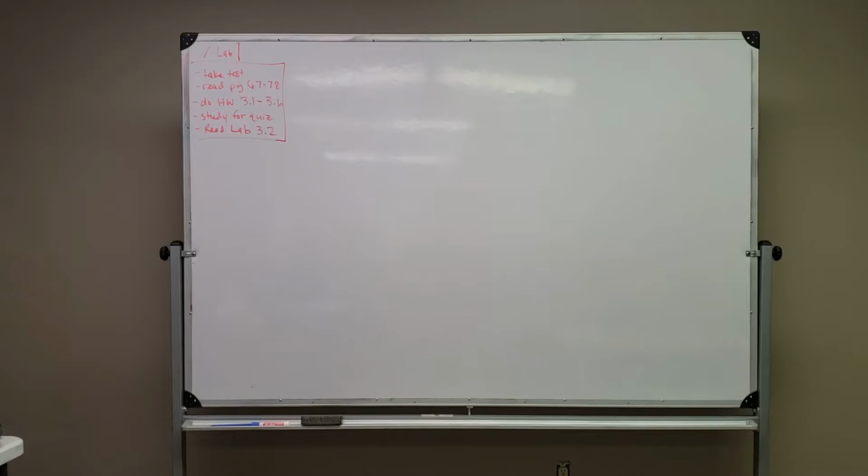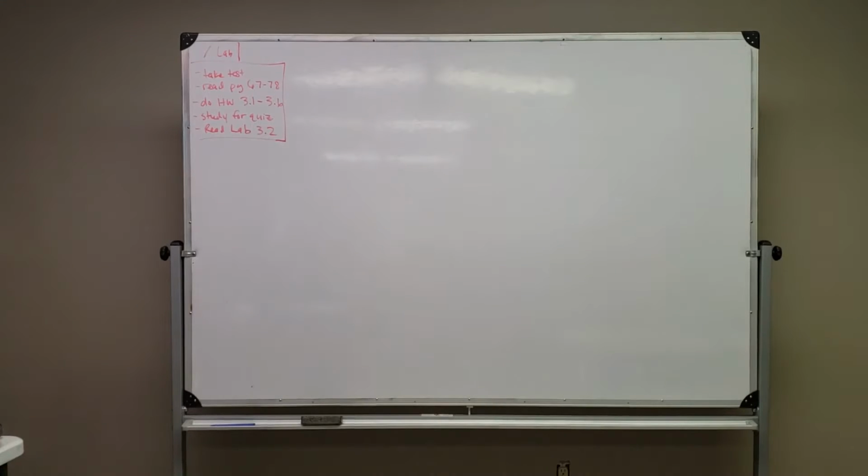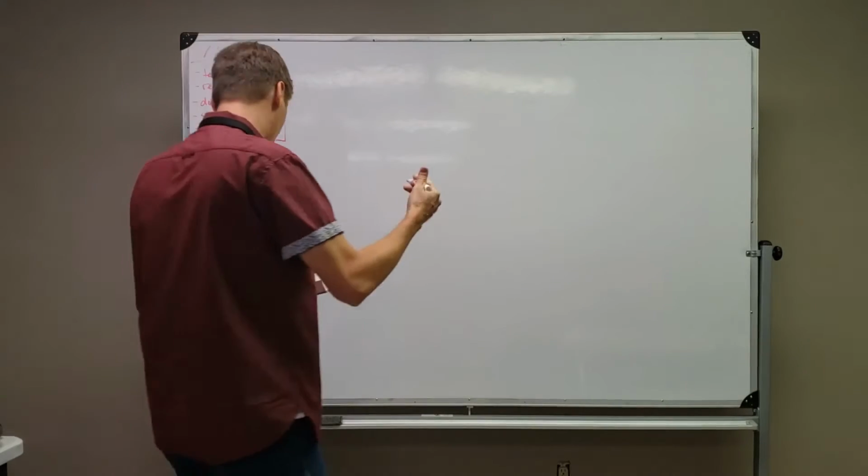So number 13 on the review problems. A chemist is making two different compounds from the same two elements, nitrogen and oxygen. To make the first gas, she reacts 10 grams of nitrogen and 11.42 grams of oxygen. All right, so let's write that down.